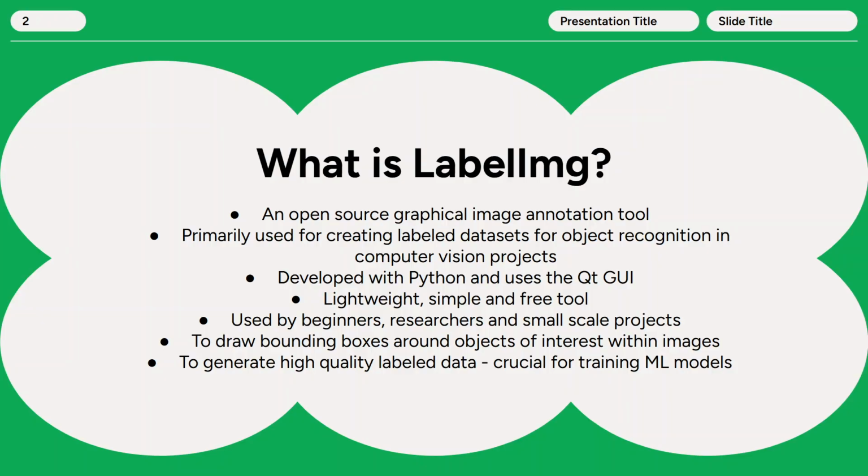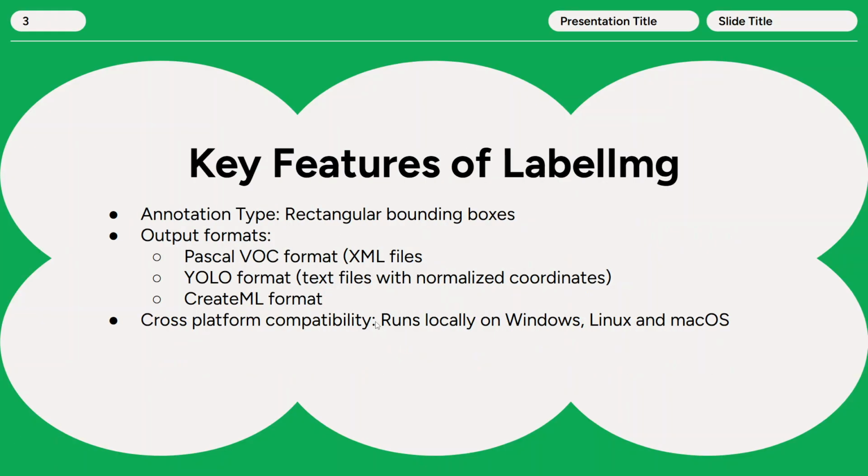The purpose of LabelImg is to draw bounding boxes around objects of interest within images to generate high quality label data, which is crucial for training accurate machine learning models. In this video, apart from going through the theoretical part, we'll also see how to use this LabelImg tool locally on your laptop.